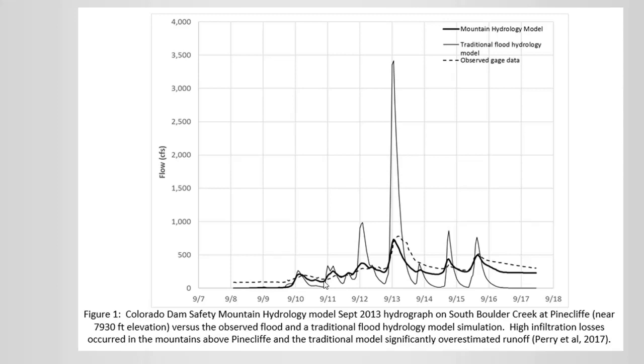So what we did in our proof of concept model was we developed a method that would allow much higher infiltration and loss rates, but at the same time, it accounted for percent soil saturation and allowed saturation excess runoff, and then it allowed interflow or subsurface flow back to the streams.